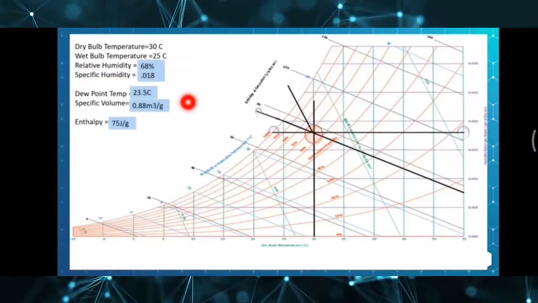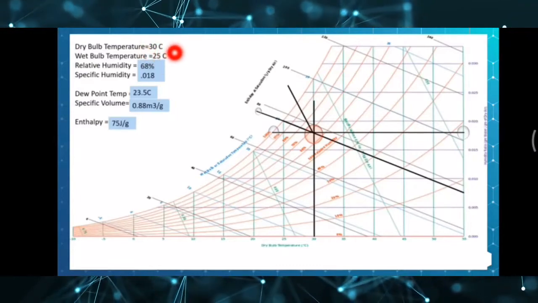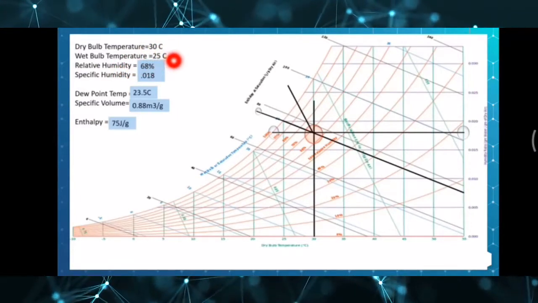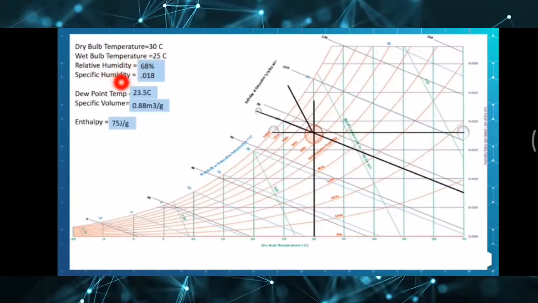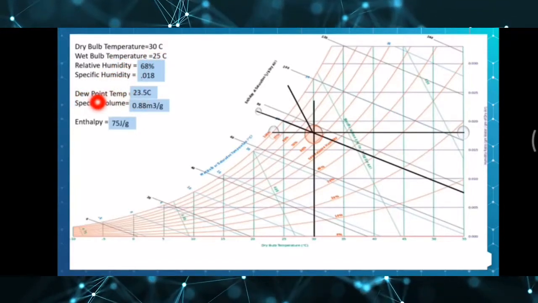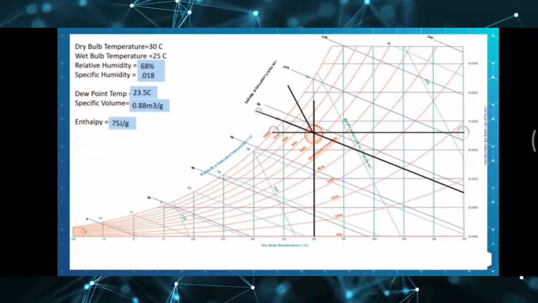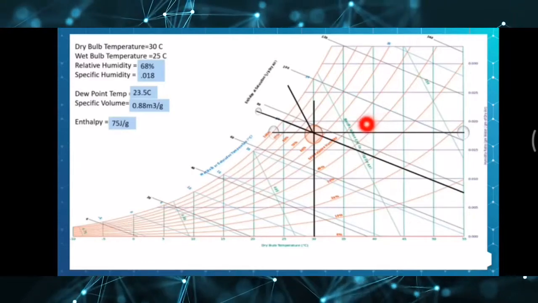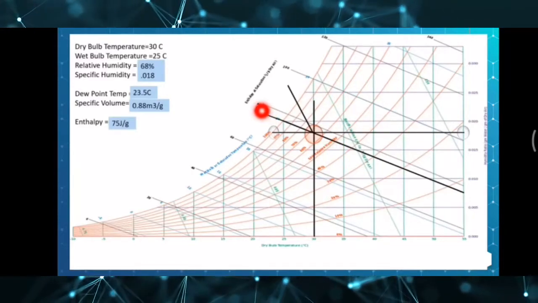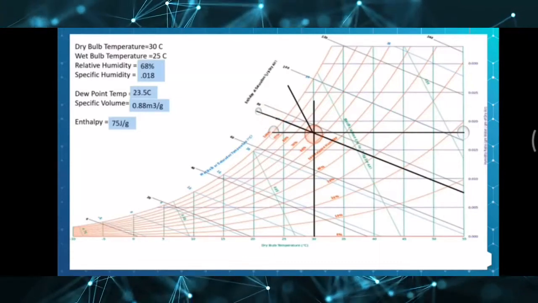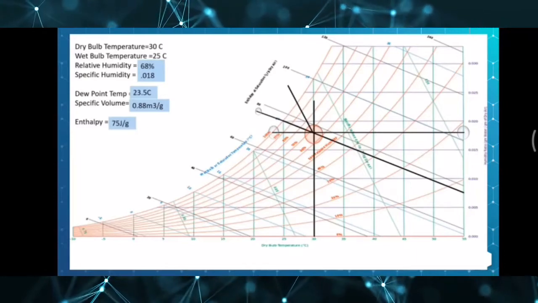For example, our dry bulb temperature is 30 degrees centigrade and our wet bulb temperature is 25 degrees centigrade. And we need to find the relative humidity, specific humidity, dew point temperature, specific volume, and enthalpy. So what we have to do first is draw our first given parameter, which is this one, and our second given parameter, which is this one. Remember that whatever parameter line we draw, it should be parallel to that parameter.